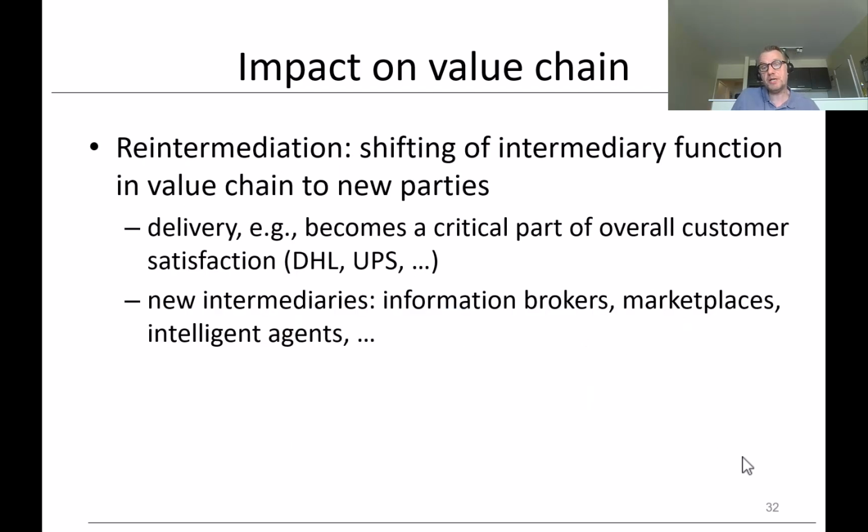Reintermediation means that new parties become relevant. So shifting of the intermediary function in the value chain to new parties, delivery companies, they become a critical part of the customer satisfaction for fulfilling the logistics. So logistics companies gained importance like DHL, UPS, etc., because they deliver the packages to the doorstep of the customers. You also see new types of intermediaries like information brokers, marketplaces, intelligent agents, and so on that we're going to come back to later on more extensively.